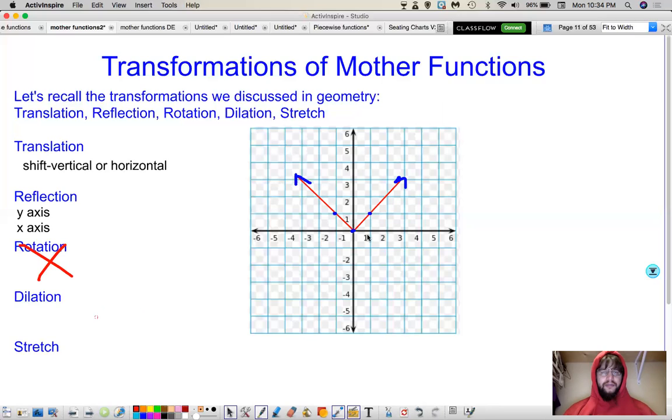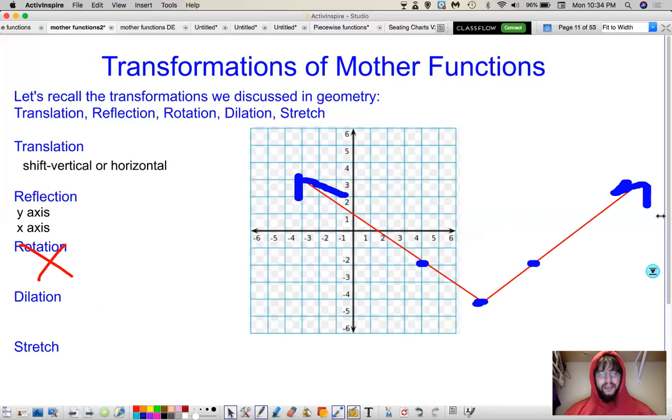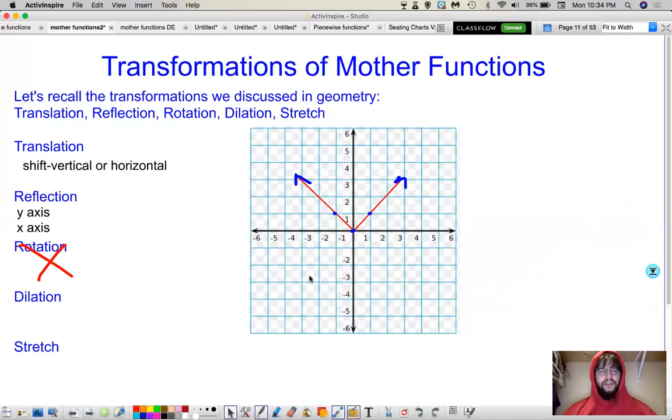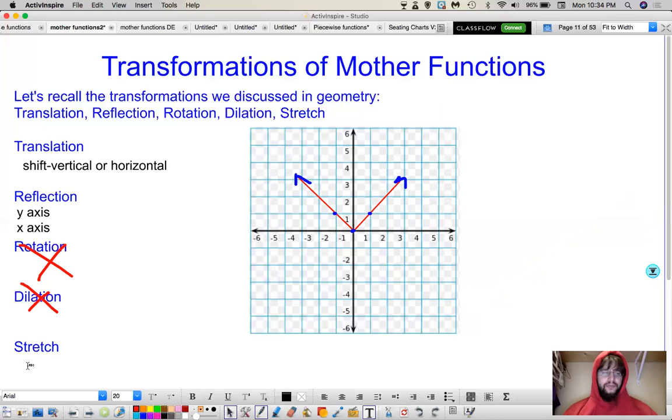Dilations, yeah, sure, I can grab this thing and I can make it bigger or smaller. I can dilate it. But more interestingly, I can stretch it. I can stretch it on the vertical and the horizontal at different scale factors. So we actually don't do dilations, we do stretches if it gets larger, and we call them compressions if they get smaller. So again, dilations are out. We can do it, but even if we did do it, we'd call it a stretch.